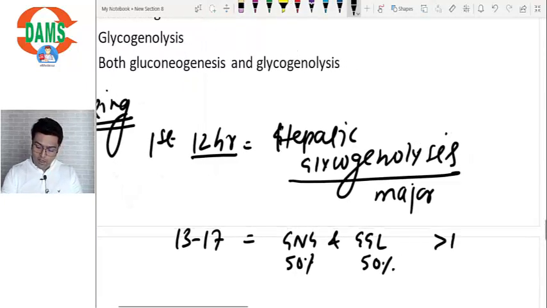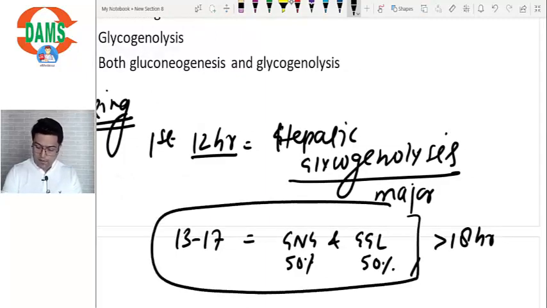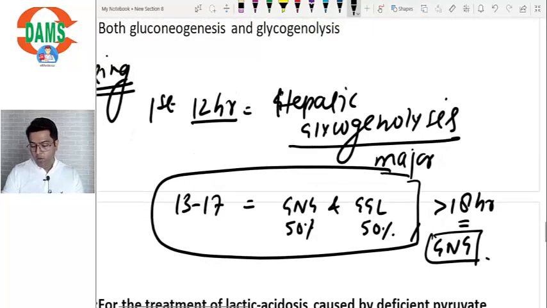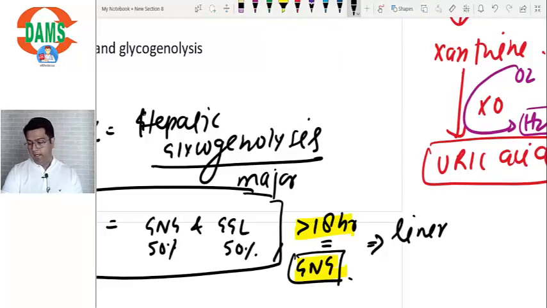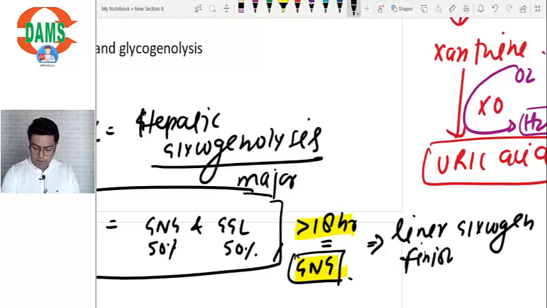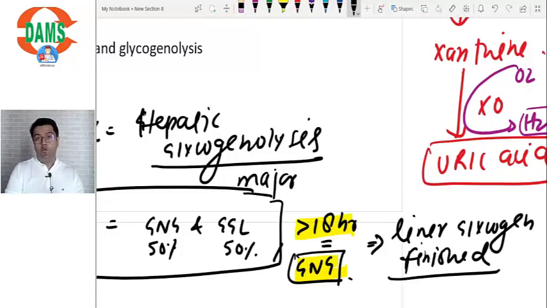And guys, if it is more than 18 hours, then you go for the answer gluconeogenesis as the major source. You can also write one line: liver glycogen is finished by 18 hours. This is a very important question that can be repeated in your exams. Always remember this.